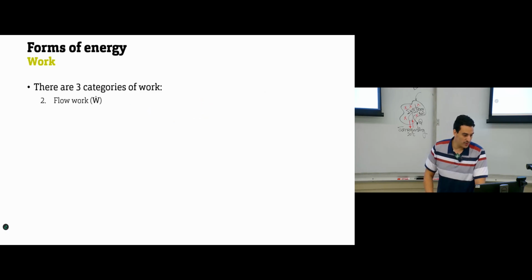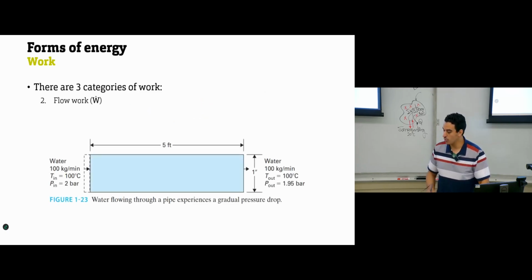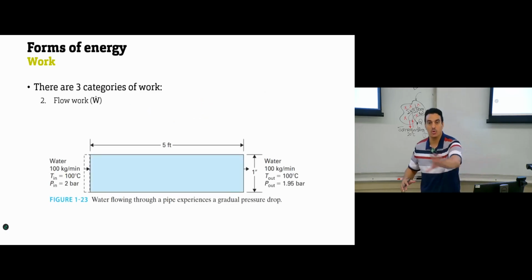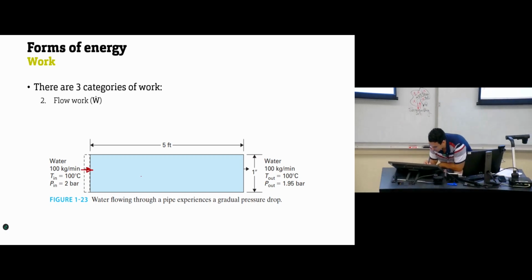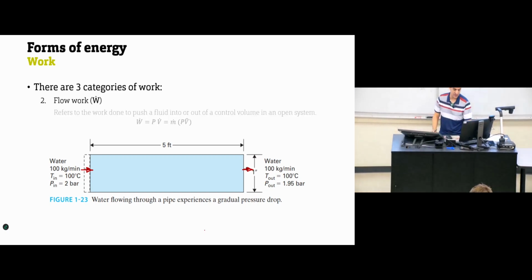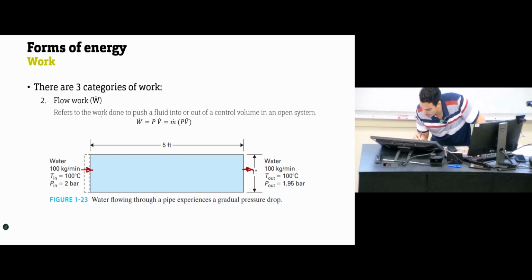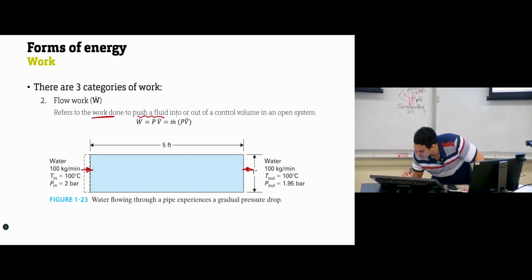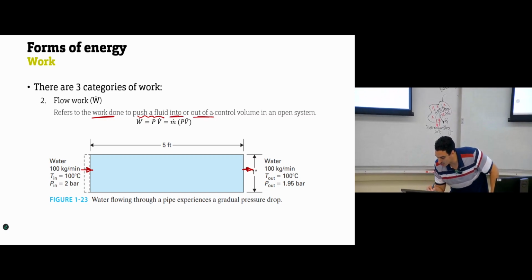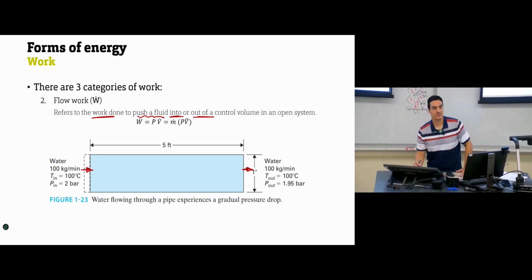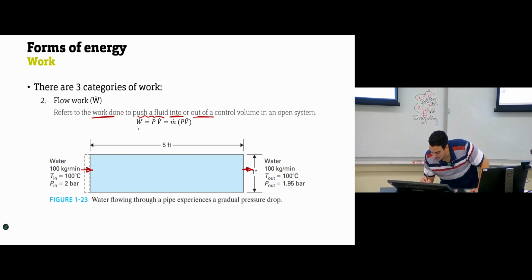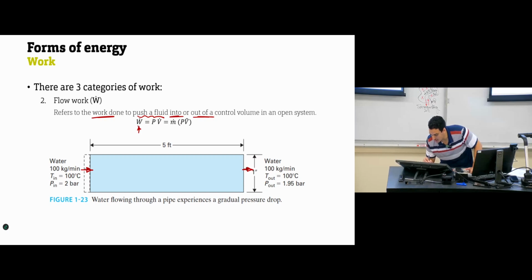So for flow work, this is associated with a flow happening, like you have a pipe and you have flow inside this pipe. So this exists because you have inlets and outlets, and it results from the flow. So we have work done to push the fluids into the pipe and out of this pipe. And how we calculate it, it's described as a rate, because in an open system we have mass flow rate. So it's expressed as power. So the flow work is pressure times volumetric flow rate.